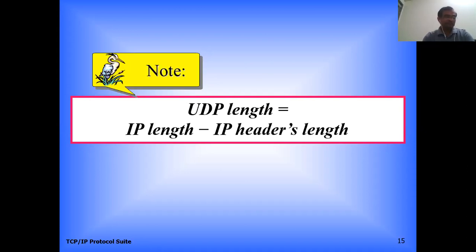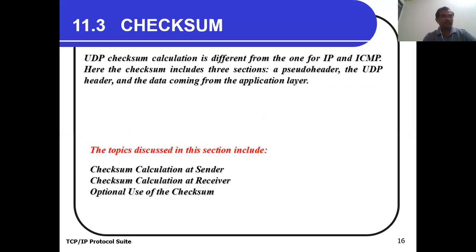And next is the checksum. This field is used to detect errors over the entire user datagram. The checksum is discussed in the next section, and we have already seen what a checksum is in the flow control and error control part of the data link layer, right? UDP checksum calculation is different from the one for IP and ICMP. Here, the checksum includes three sections: the pseudo header, the UDP header, and the data coming from the application layer.